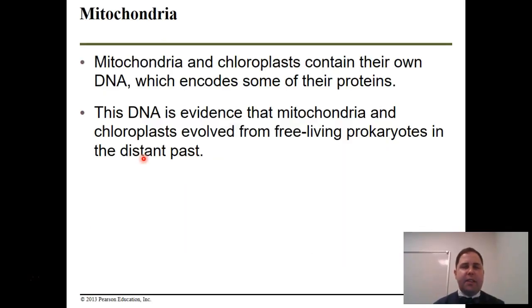Mitochondria and chloroplasts actually have their own DNA, and this leads back to that idea that they were free-living prokaryotes that were taken up by our eukaryotic predecessors.